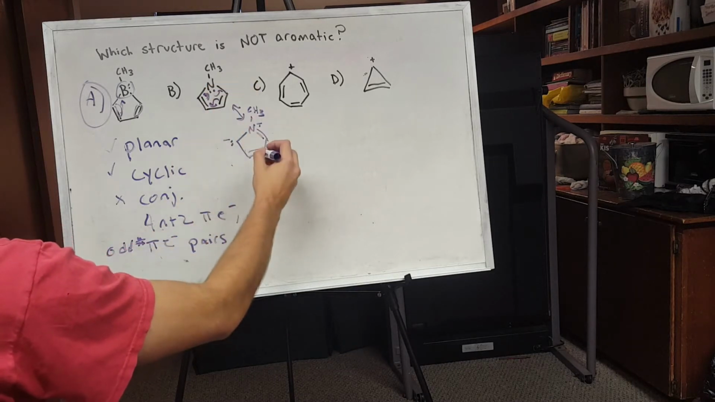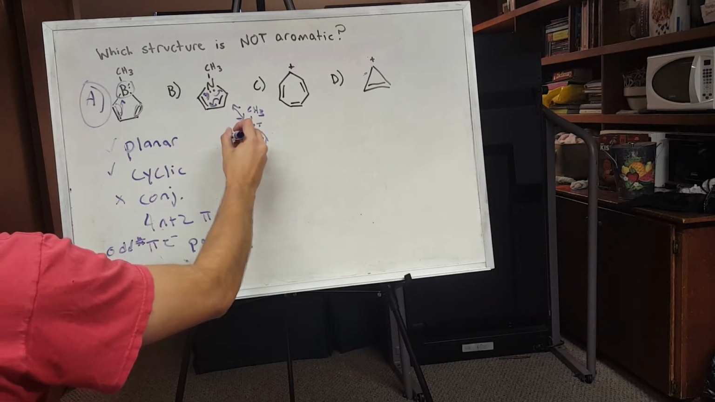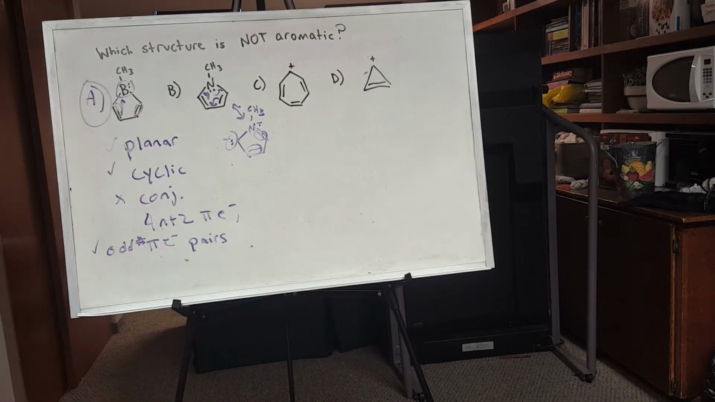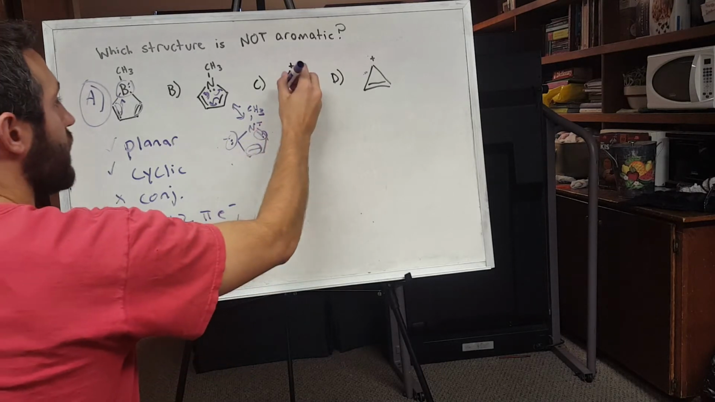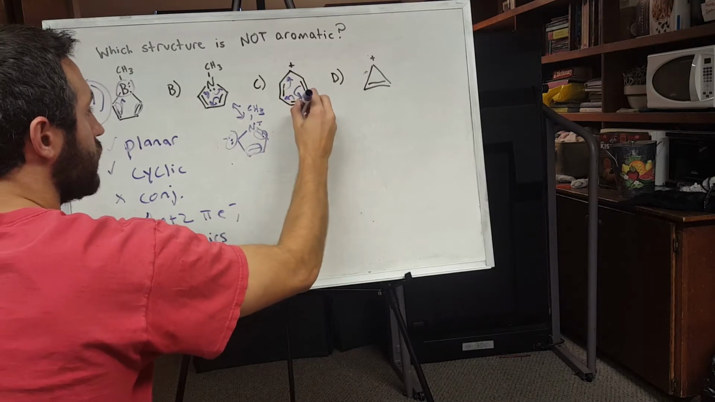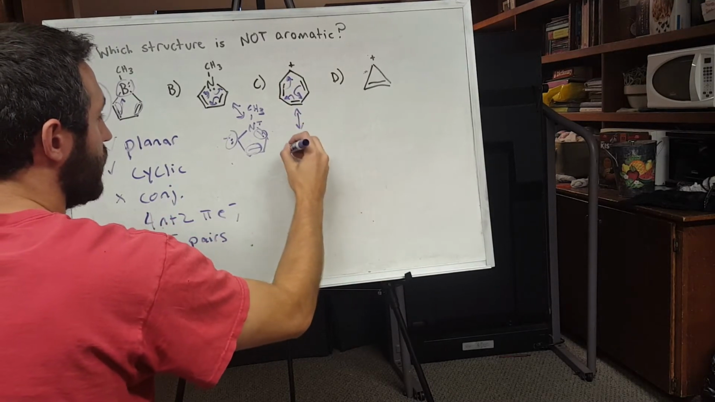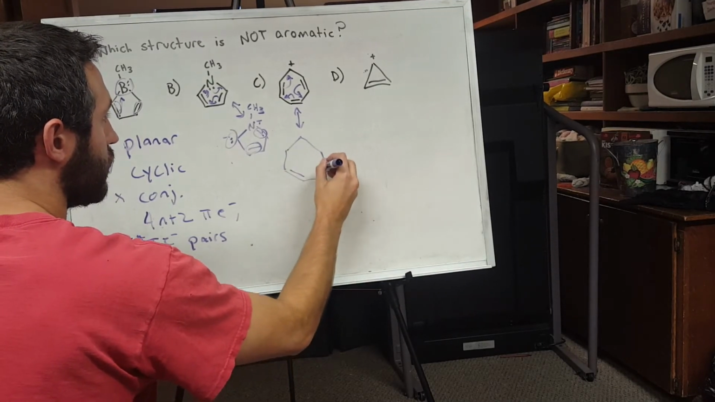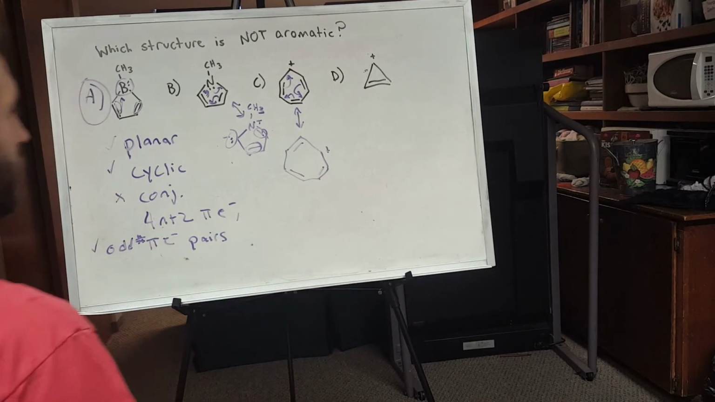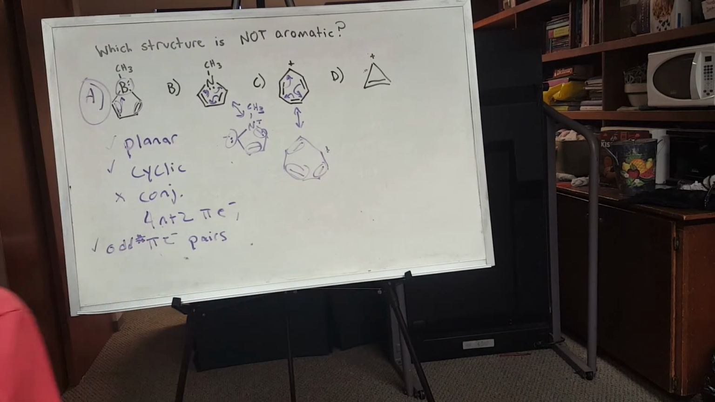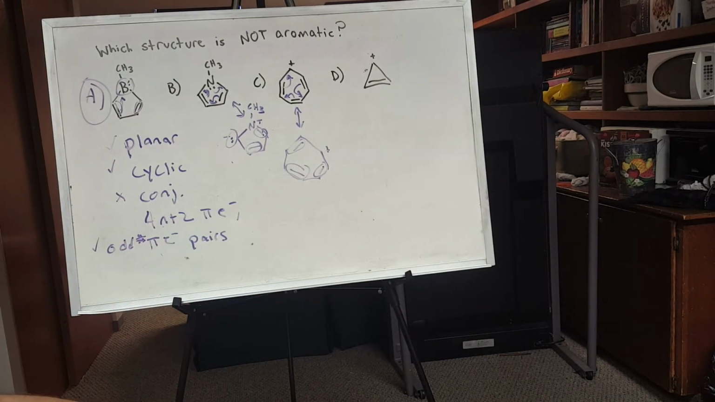Has 3 pairs of pi electrons. Right, 1, 2, 3. So that is odd. So that is aromatic. C. Right, we can move this guy around here. So the resonant form is like this. So we just showed it's conjugated, and it has 1, 2, 3 pairs of pi electrons. So C is also aromatic.